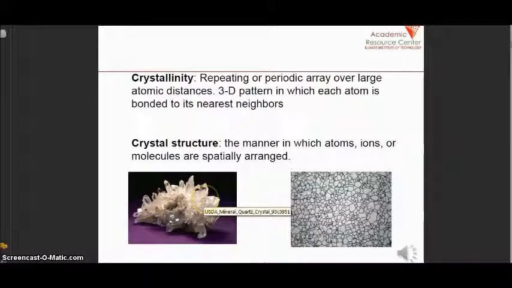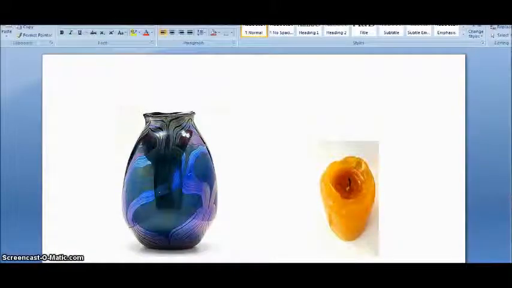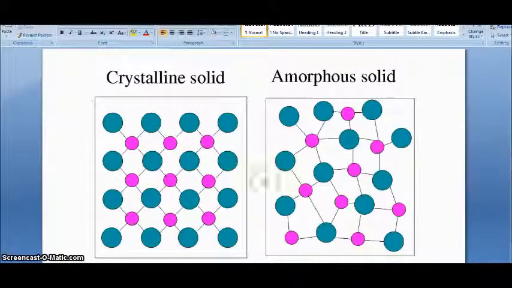There are so many crystals we use in our everyday life, like sodium chloride, glucose, and sugar. All are crystalline solids. Another type of solid we have is the amorphous solid. So we have a basic difference between crystalline solids and amorphous solids.